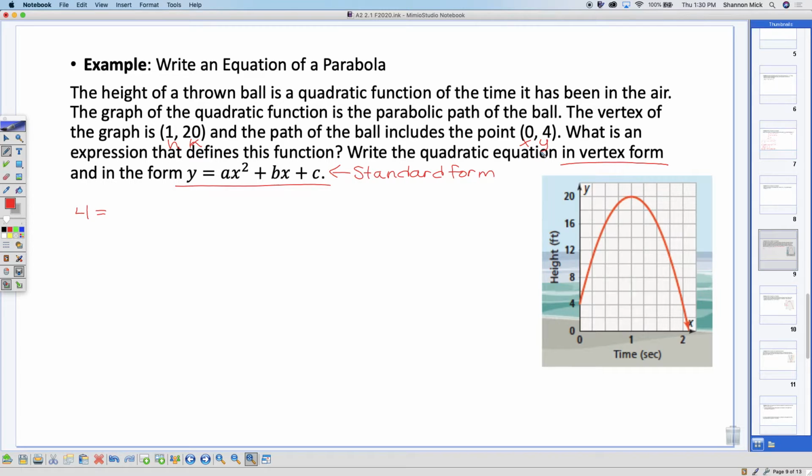This Y is Y. Okay, so 4 equals A times 0 minus H, which is 1, squared plus 20. So negative 1 squared is 1. So 4 equals A plus 20. So A equals negative 16.